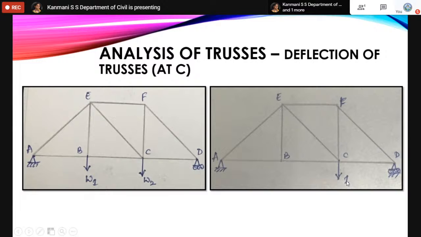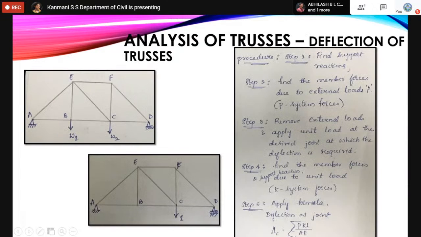So after finding the P forces and K forces, we have the formula. The procedure is to find the support reactions first and then find the P forces. Afterwards, remove the external loads and apply a unit load at the required joint. You need deflection at C, so you apply a unit load at C. Then find the member forces and the support reactions due to this unit load, where you get the K system forces.